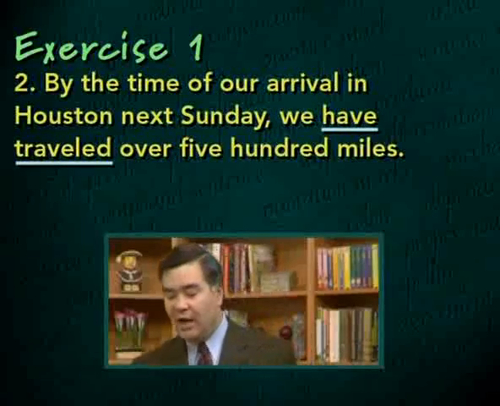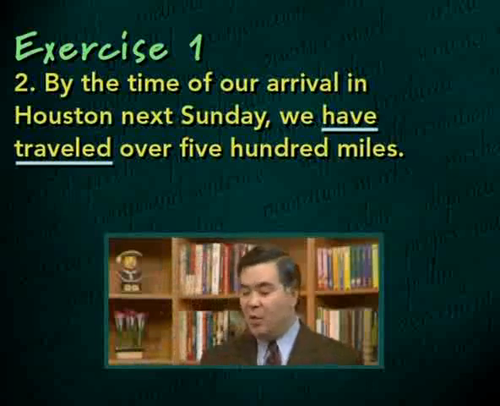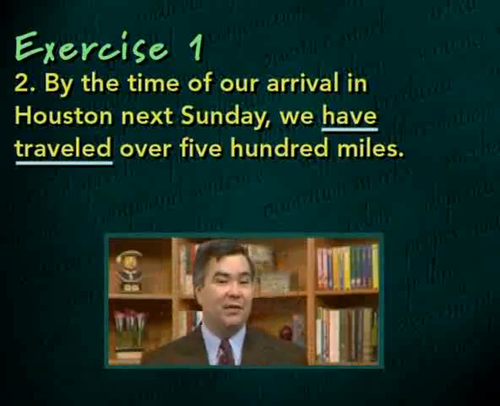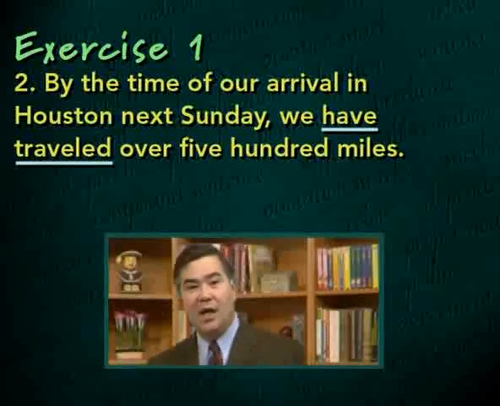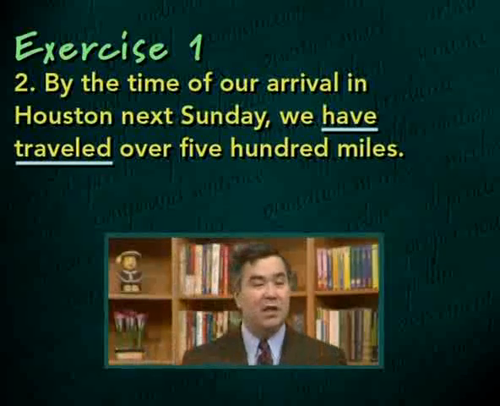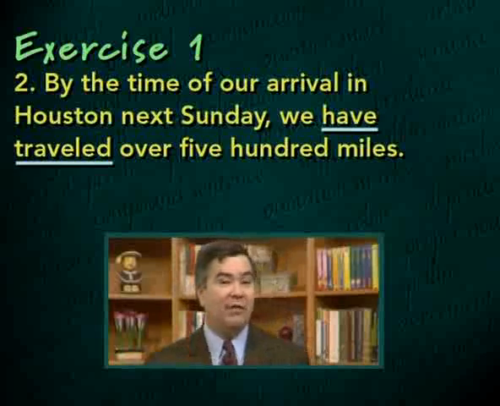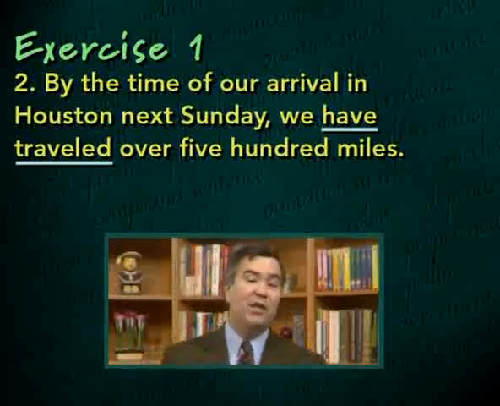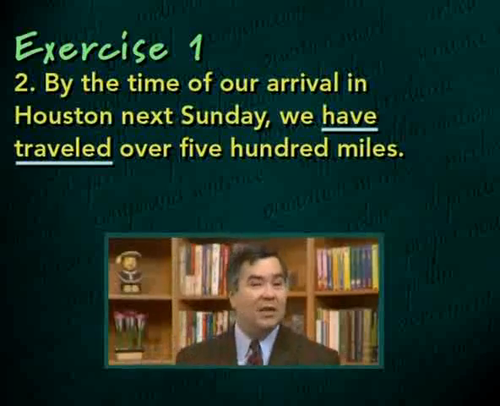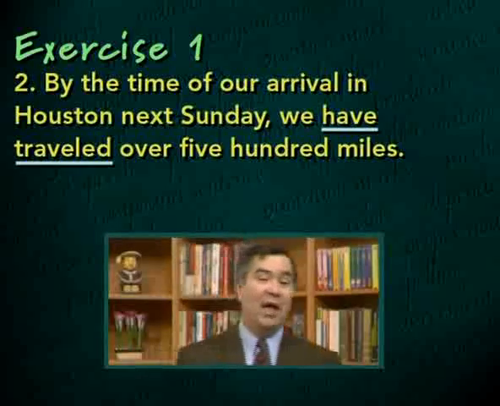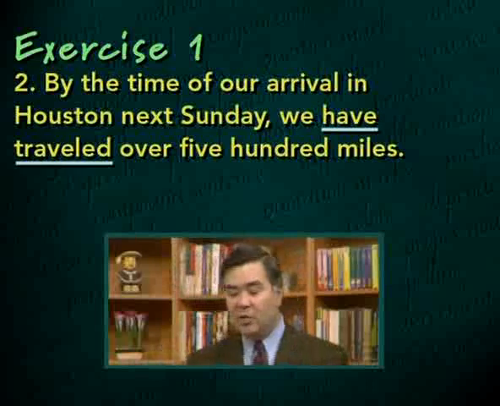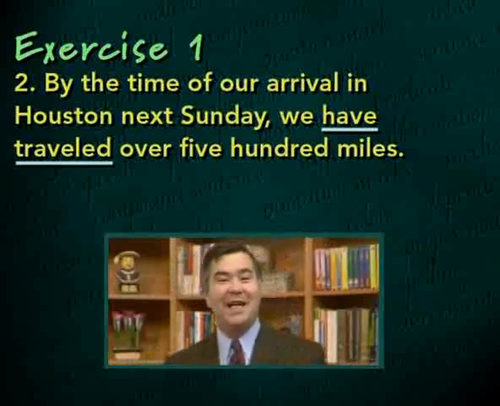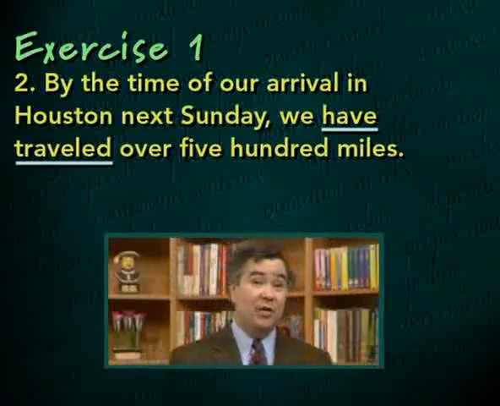By the time of our arrival in Houston next Sunday, we have traveled over 500 miles. Now in this sentence, again, 2 actions are being described. One is the arrival in Houston, and the other is the traveling over 500 miles. Now, when will these events take place, and what's the proper sequence? Which one will happen first? Which one will happen second? Well, we're told that the arrival in Houston is going to take place next Sunday, so that's a future event.